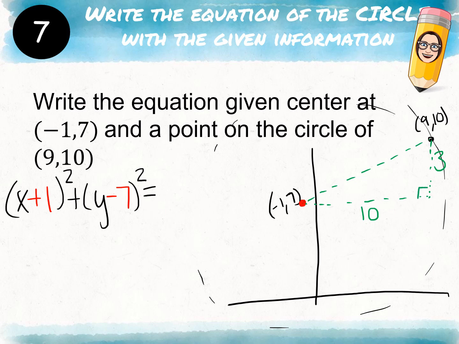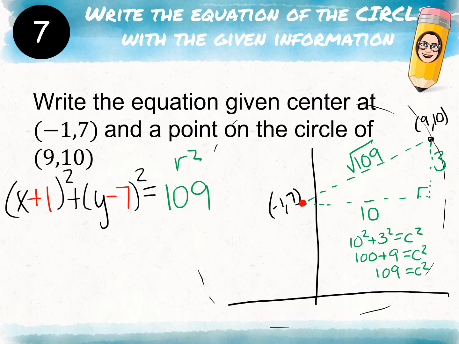We could do Pythagorean theorem. A squared plus b squared equals c squared. That gets me 100 plus 9 equals c squared. 109 equals c squared. So that means this length is the square root of 109. Now, I don't need the square root, you guys. We want this to be r squared. We want just that 109 that we found. We want the value squared. So 109 is our answer.